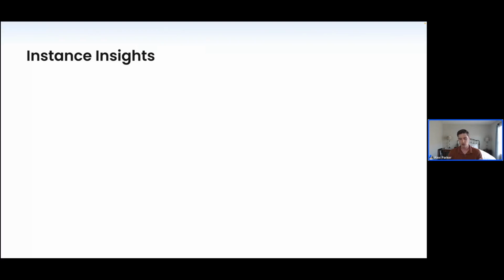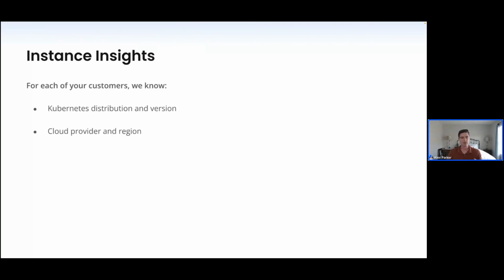So we have a feature called Instance Insights that you might be familiar with, and you might have seen this in the vendor portal, where basically for all of your customers, we know what Kubernetes distribution and version they're running. We know the cloud provider or region that they're in if they're using a cloud provider. We know the version of your application that they're running, and we know the installation method and version, like they're using KOTS and they're on version 1.99 or something like that. So basically like KOTS or whatever Replicated component you're deploying with your application into their environment is able to report that information back, and you can visualize that in the vendor portal.